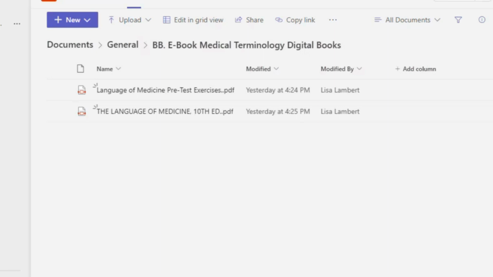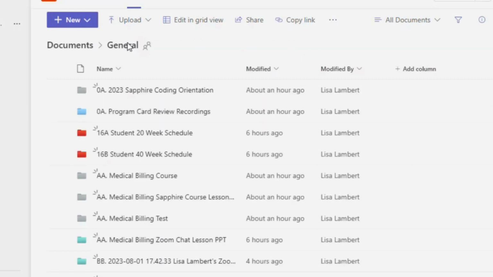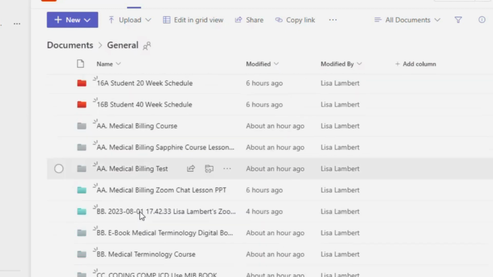Okay, so again, that's your ebook, and that's the pre-test exercises that are there. I'm calling them pre-test exercises because that's what you guys need for your study. So that's what we're going to use for the study. So let's go a little bit down the line, and where do we go? Back to general. Okay, so let's just move down.